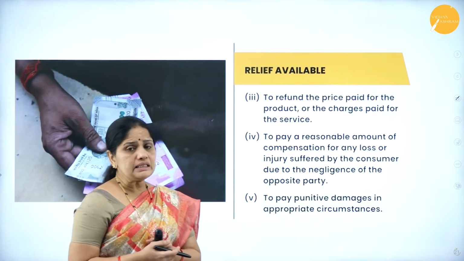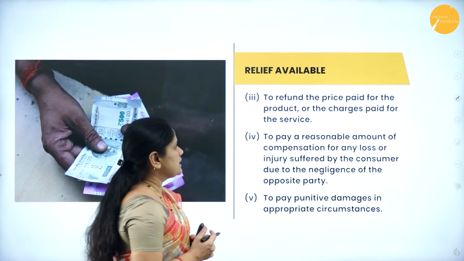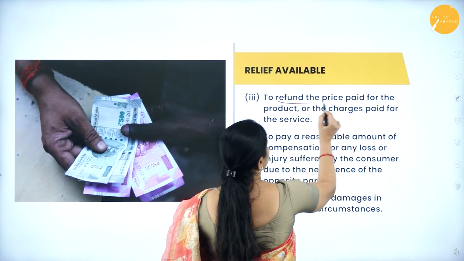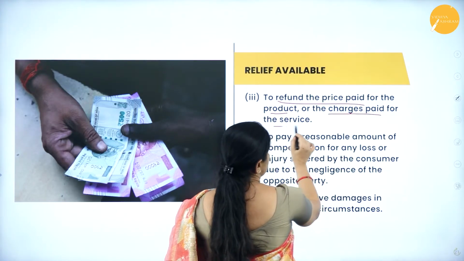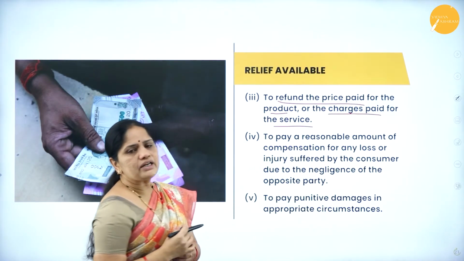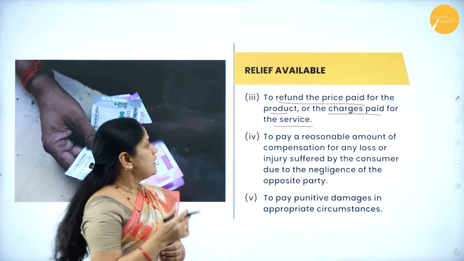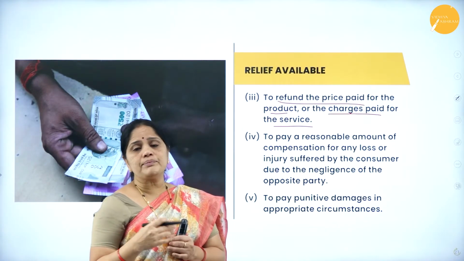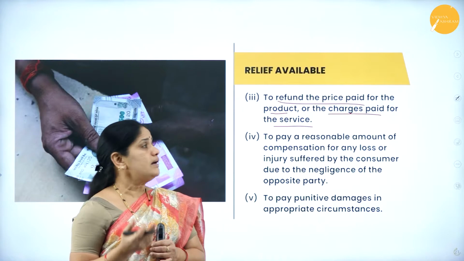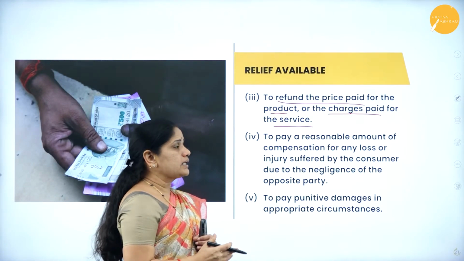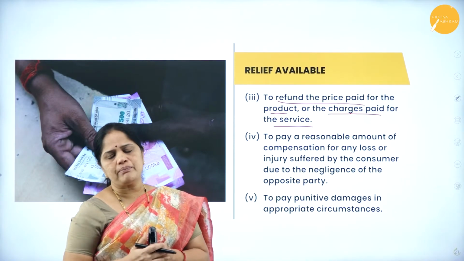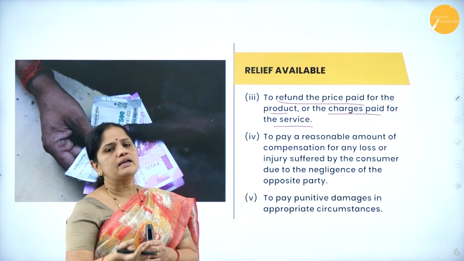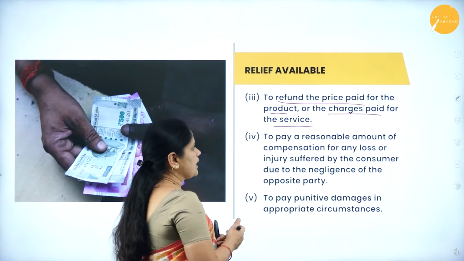Then the third kind of relief given to the consumer is to refund the price paid for the product or the charges paid for the service. So it can order the business firm to refund the price paid for the product or the charges paid for the service. So whatever charges have been paid have to be refunded by that particular business community.